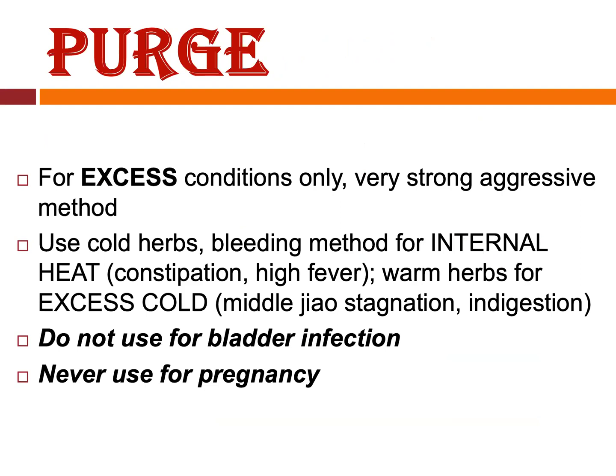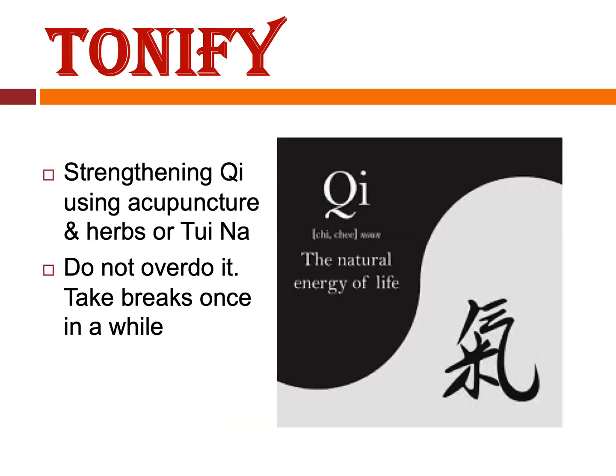Then we go to purging. We do purging for excess conditions only, and we use very strong aggressive method. We use cold herbs and bleeding method for internal heat, like constipation and high fever. We use warm herbs for excess cold, like middle jiao stagnation, indigestion. Do not use purging for bladder infection, and purging should never be used for pregnancy.